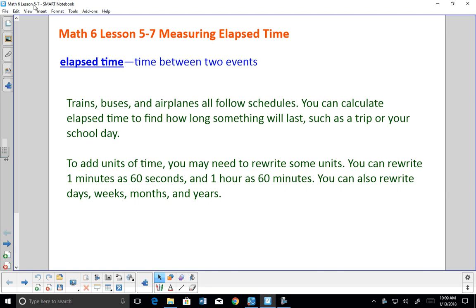To add units of time, you may need to rewrite some of those units. You can rewrite 1 minute as 60 seconds and 1 hour as 60 minutes. You can also rewrite days, weeks, months, and years. Today, we will look mostly at hours, minutes, maybe some seconds.